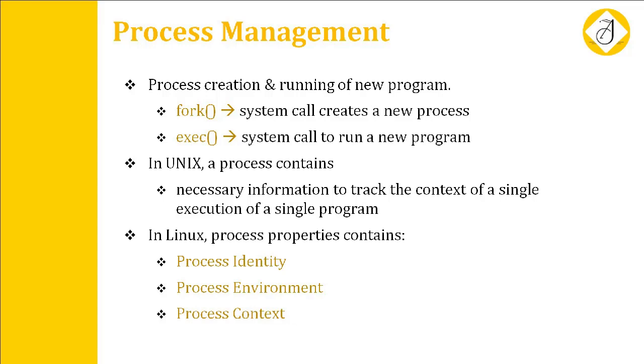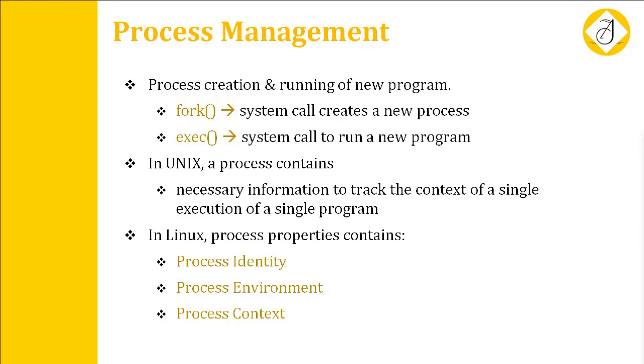The fork system call creates a new process, whereas a new program is run after a call to exec, which means that whenever the exec system call has been active, then a new program is running. It tends the program to be in a running environment. So under Unix, a process encompasses all the information that the operating system must maintain to track the context of a single execution of a single program.